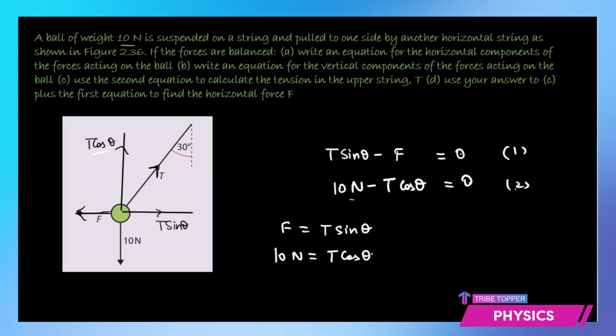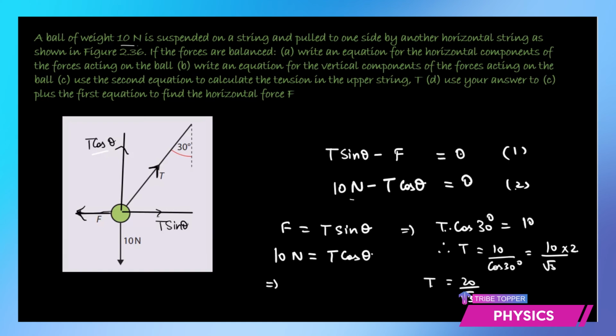So let's find out T. That gives me 10 Newton is equal to T cos 30. So T cos 30 is 10. So what is T? It is 10 over cos 30. Cos 30 value is root 3 by 2, so the 2 goes on the top. So it's 20 over root 3. That's the value of the tension in the string, which they probably ask us to find later. The C part says use the second equation to calculate the tension in the upper string. So that is 20 by root 3.